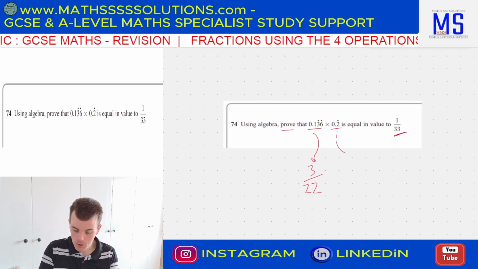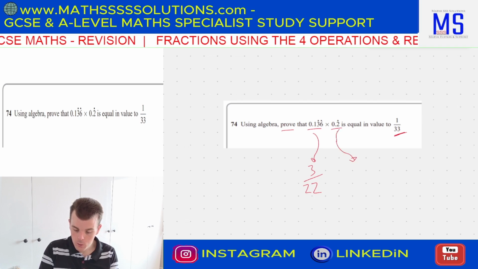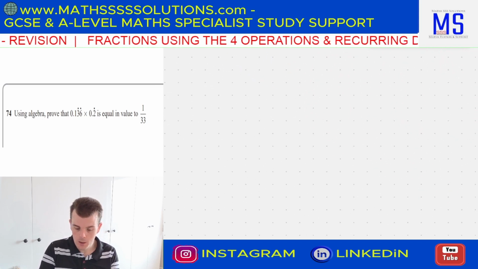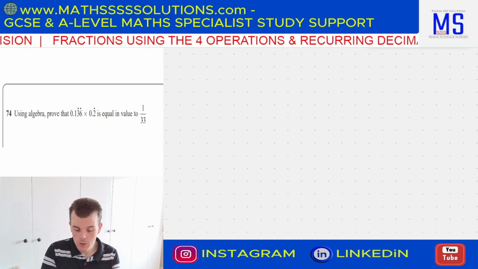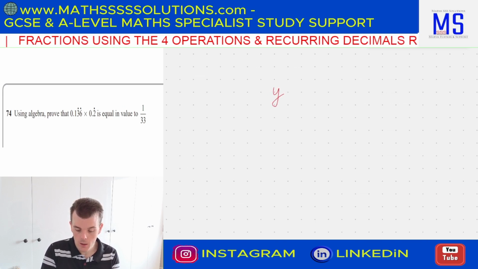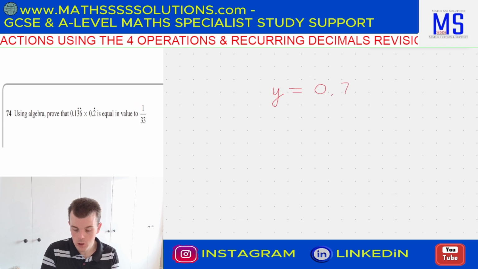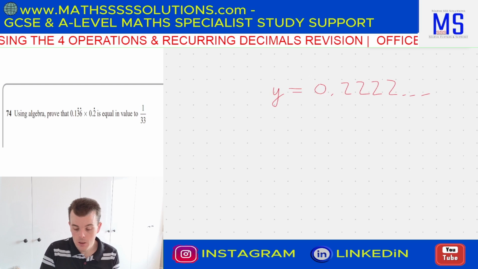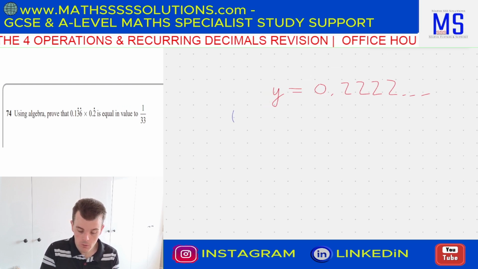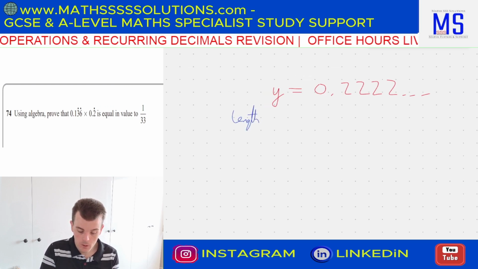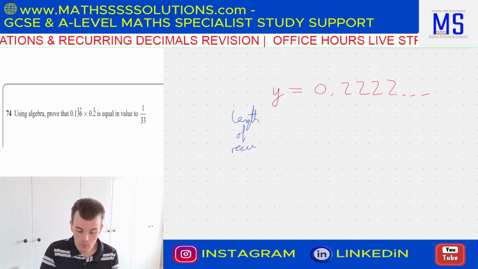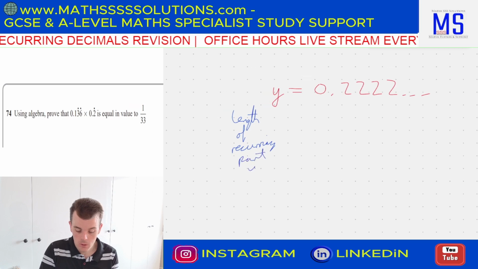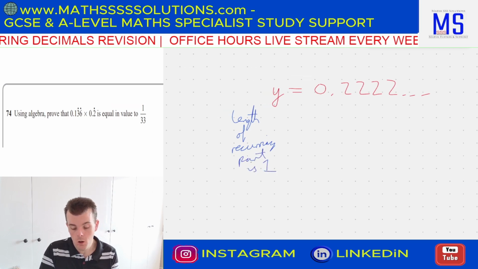We need to do a similar job for the 0.2 recurring. That's usually a bit easier, but let's begin it now. You can use a different letter or x again. I'm going to use y. y equals 0.2222. If you notice now, the length of the recurring part, you've only got one digit that's repeating. So you only need to move the decimal point once.